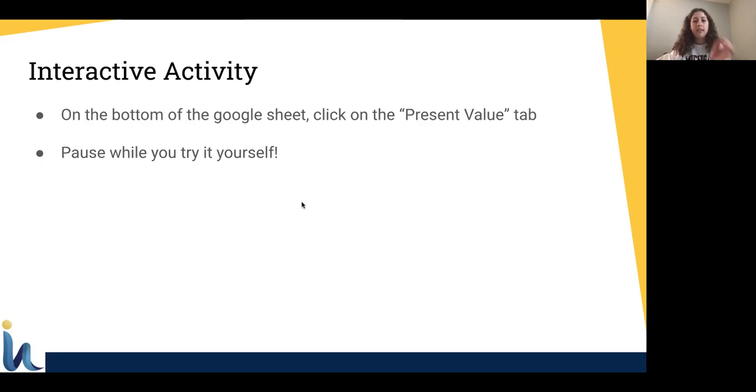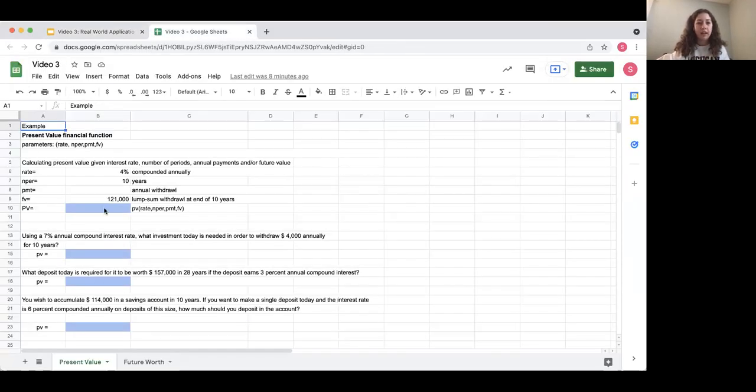So we'll go back to the Excel and go to the present value tab. And this gives you an overview of the function. The parameters, as we said, are rate, number of periods, payment, or future value. So here's an example. You're given the rate is 4% compounded annually. That just means it's done once every year over the number of years. The periods is 10 years, so that's just going to be 10 because you're compounding annually.